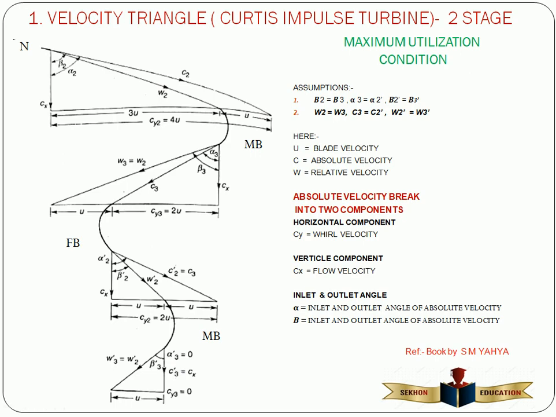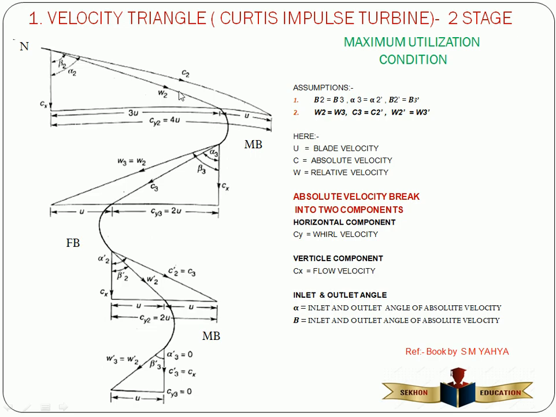This is the velocity triangle for a two-stage velocity compounding turbine, or a two-stage Rateau impulse turbine. I just mentioned here that this is for the maximum utilization condition. So there are two assumptions here. These are the notations. Here β is beta, β2 equals β3. Then α3 equals α2', β2' equals β3'.